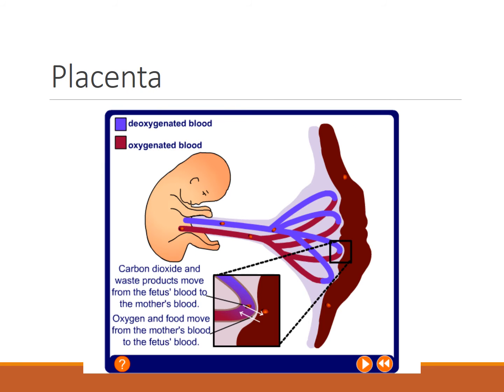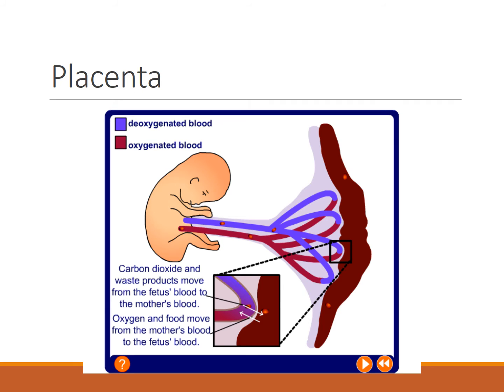So this is basically what the placenta looks like. So remember, it's an organ and it is controlling the nutrients and oxygenated blood traveling into the fetus. So the red is the oxygenated blood, so that is traveling into the fetus. So it carries oxygen and food from the placenta to the fetus in order for that fetus to develop and grow and eventually be a fully developed fetus and then be born to a child.